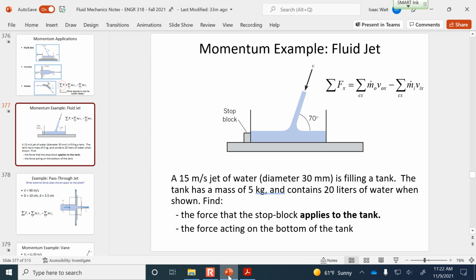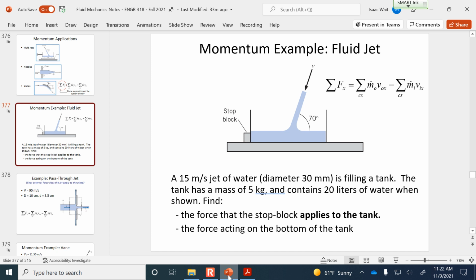So there's no flow out. There's just flow in the vertical direction. So the force due to fluid momentum in the y direction is going to be the minus of the mass flow rate in times the velocity times the sine of 70 degrees. So the sine of 70 degrees will give us the vertical component of that jet. And of course V is going to be negative because it's downward.